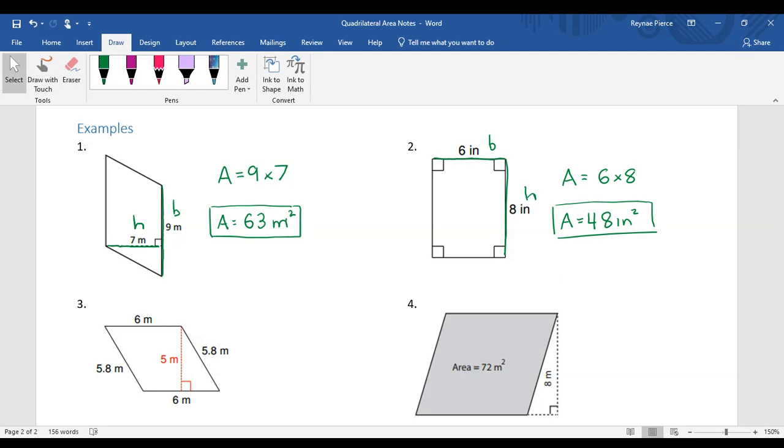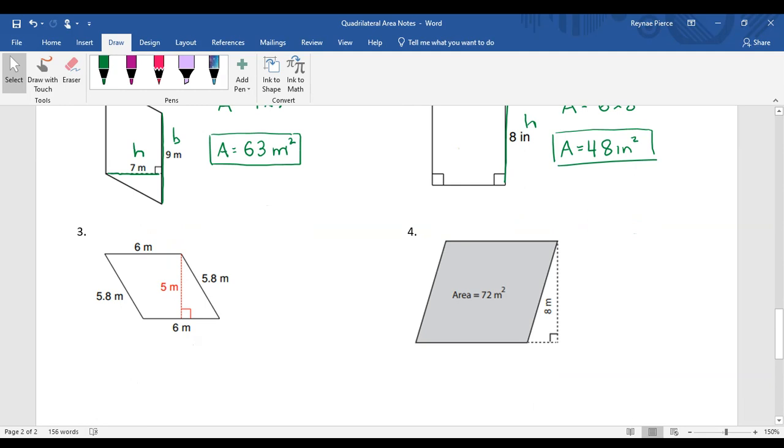Okay, now there's a lot going on here. But remember, here 5 is my height. I want to know what it is perpendicular to. That right angle symbol touches this side down here at the bottom. So 6 is my base, 5 is my height. When I multiply those, I get an area of 30 square meters.